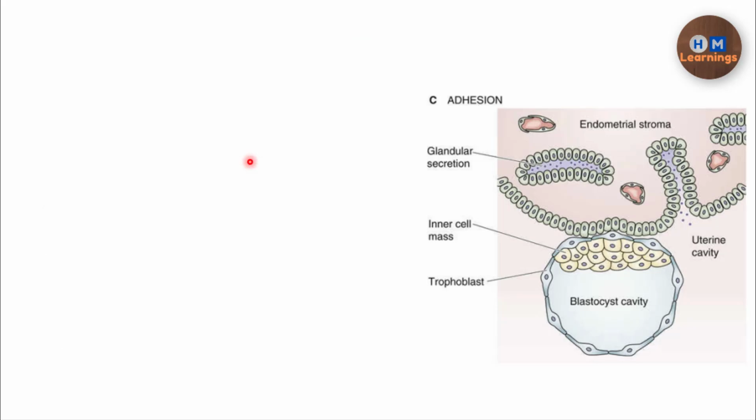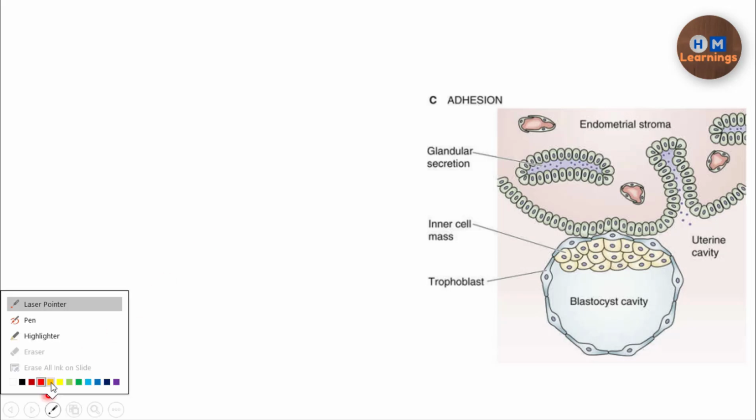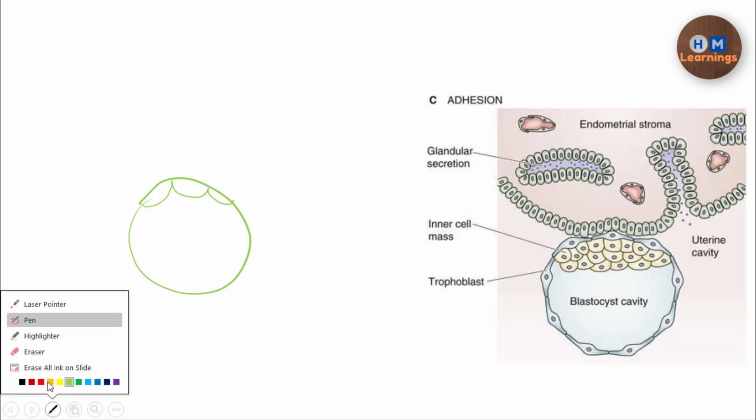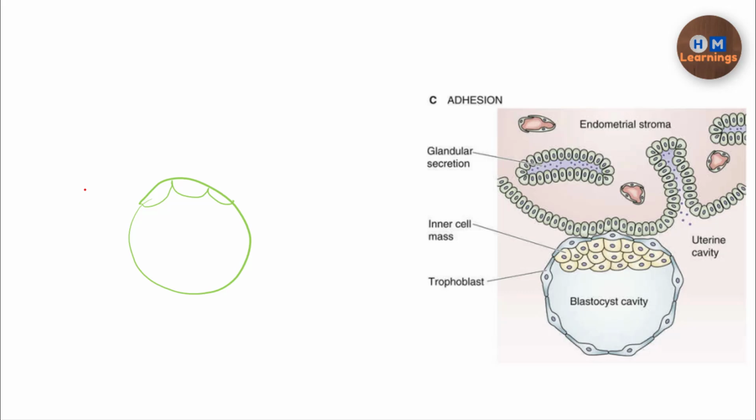I'll show here, I try to draw the structure of the integrin so that you can understand more clearly. So suppose this is the trophoblast. I'm going to draw only a few cells. This is the blastocyst and this is the trophoblast. And another structure which we are talking about is the uterine epithelium. This is the uterine epithelium which we have drawn.